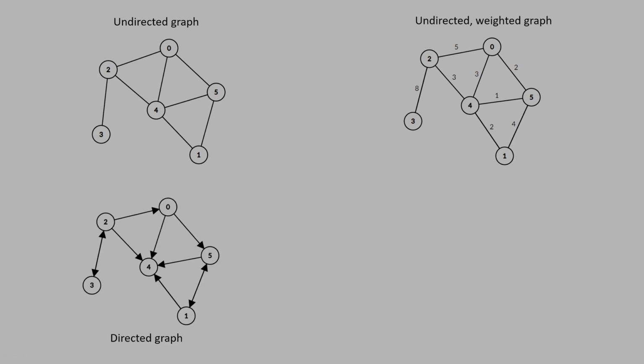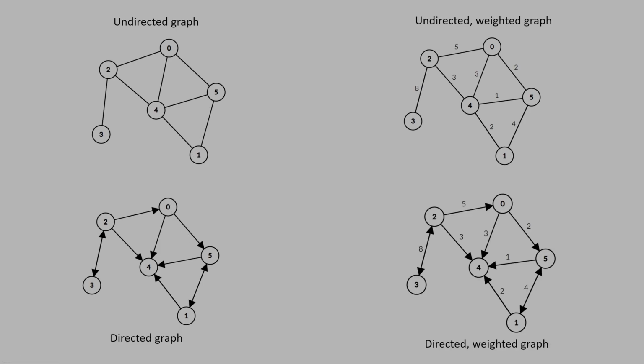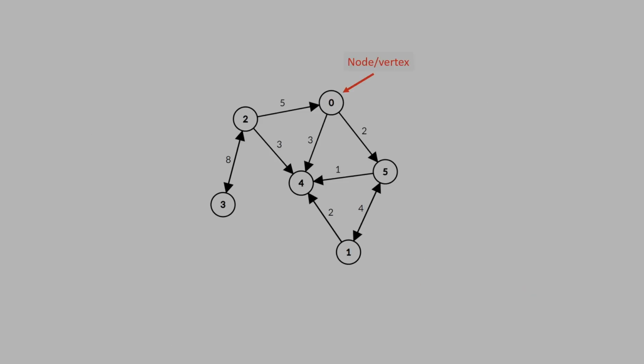Below we have a directed graph, so we've replaced these lines with directional arrows. And here we have a combination of everything, which is a directed and weighted graph. So we have the directional arrows, and we also have these values on the lines. Now, if we look at the terminology we can use to describe these graphs, we're looking at nodes or vertexes. We have edges or arcs, and we have weights, also referred to in certain cases as costs.